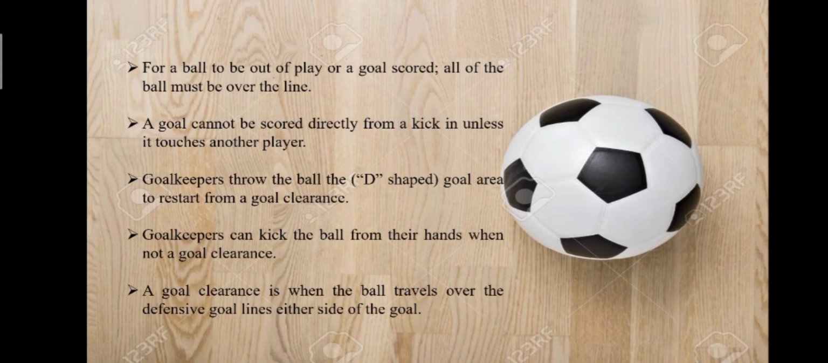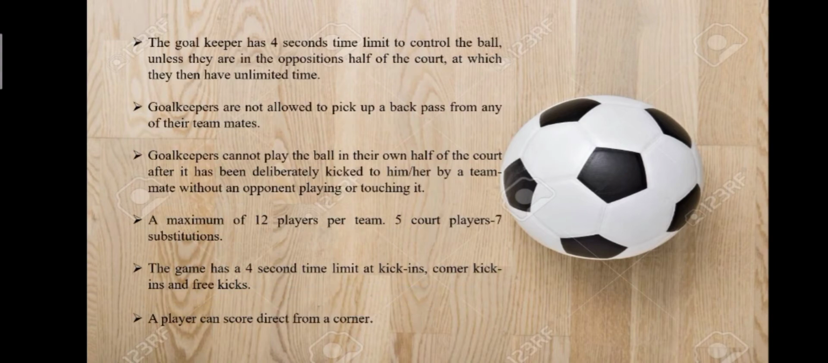A goal clearance is when the ball travels over the defensive goal lines either side of the goal. The goalkeeper has a 4 second time limit to control the ball, unless they are in the opposition's half of the court, at which point they then have unlimited time. Goalkeepers are not allowed to pick up a back pass from any of their teammates.